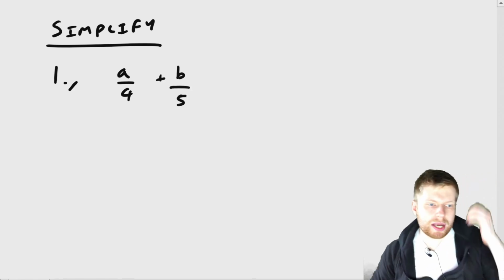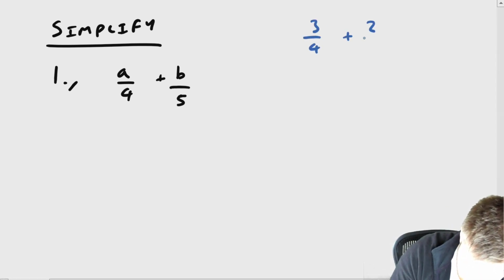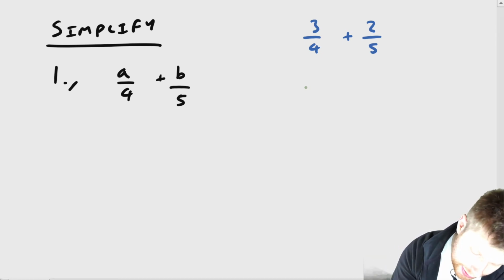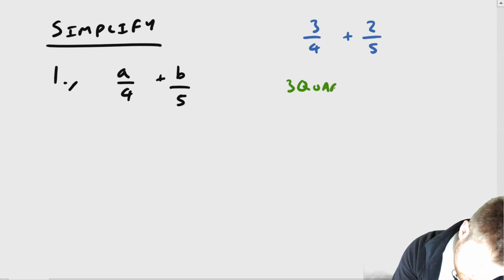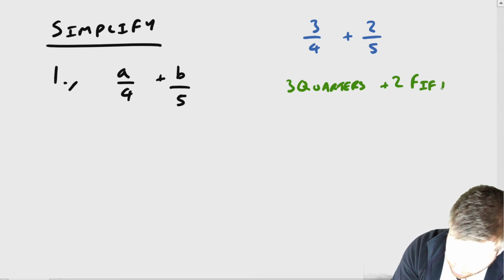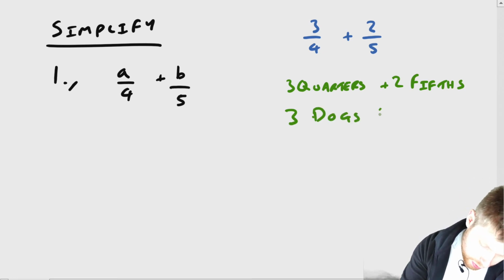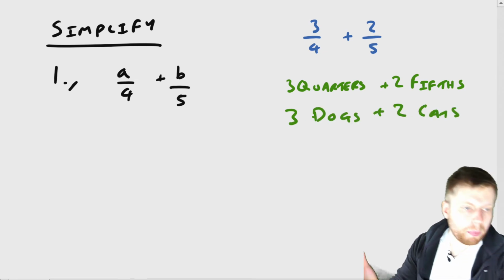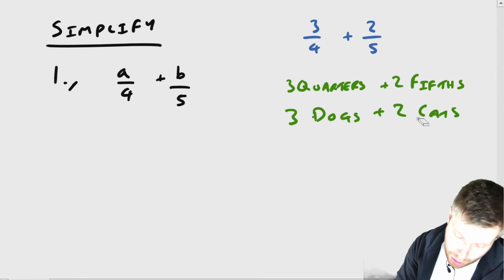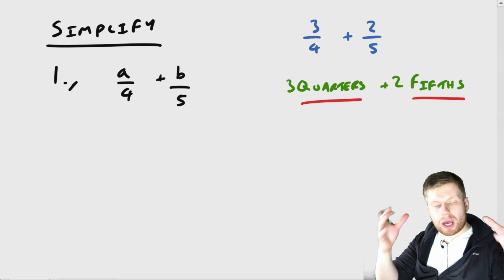Now first things first, let's just remind ourselves with fractions. If I give you 3/4 plus 2/5, the problem is, if I'm trying to treat this as algebra, it's basically saying if I have 3 dogs plus 2 cats, I can't combine these two things together. I've literally got the dogs and the cats, they're not like terms. So what I need to do is make them like terms. In other words, I need to change the quarters and the fifths into something which is alike.